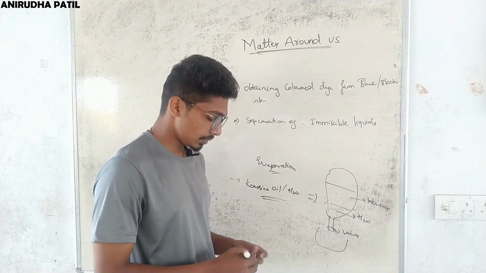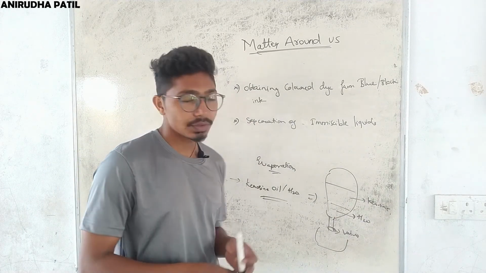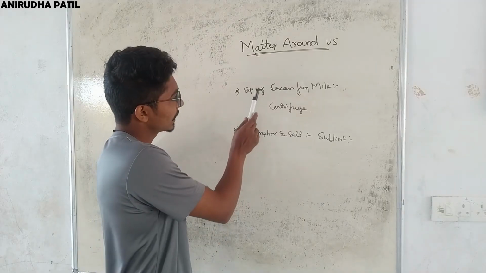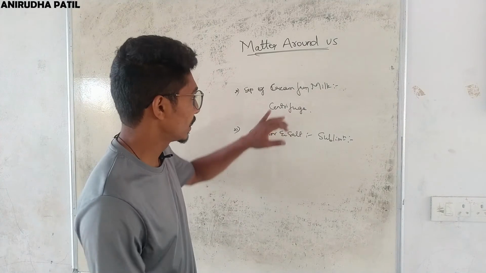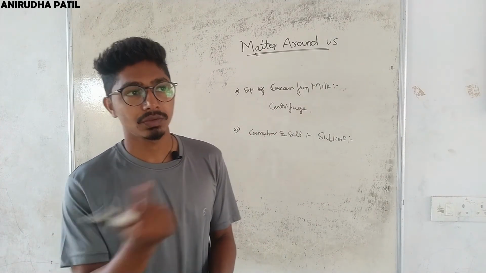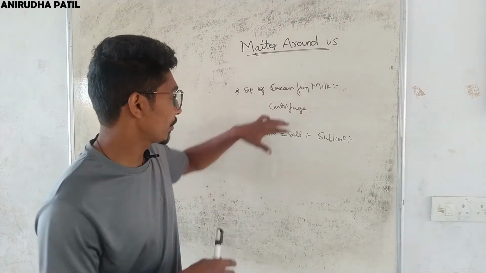So there are some other solutions, we will see how to separate them. The next is separation of cream from milk. We can separate cream from milk with the process of centrifugation. It's a machine which rotates at a faster rate, so we can separate the cream from the milk.